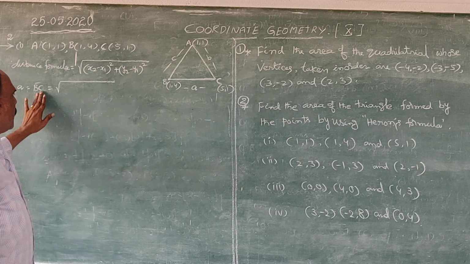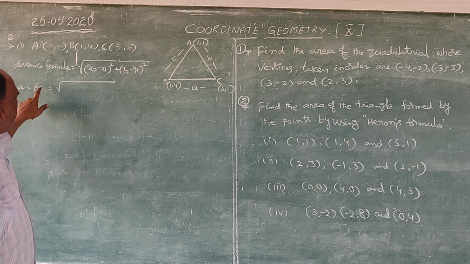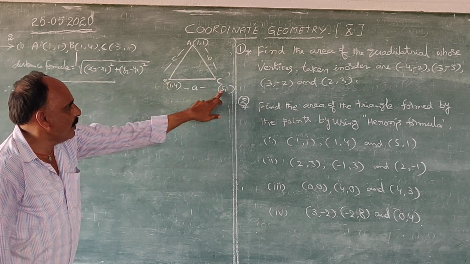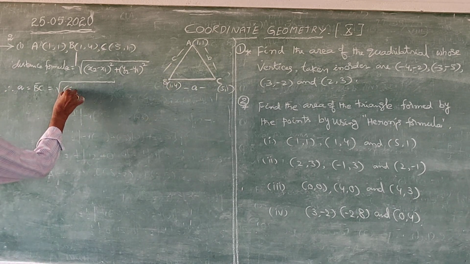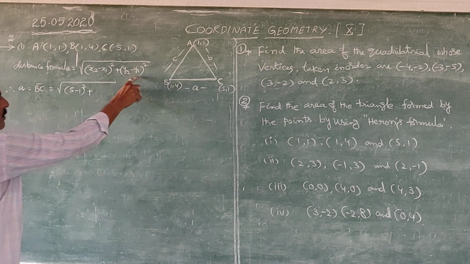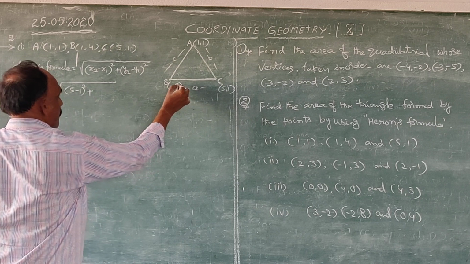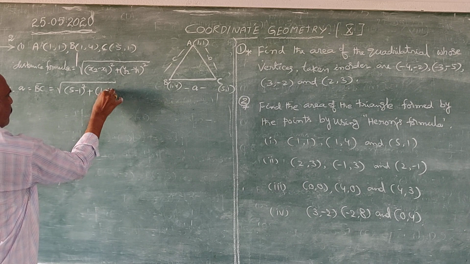Now take the length of BC. So B is (x1, y1) and C is (x2, y2). So x2 minus x1, x2 is 5, x1 is 1. So (5 minus 1) whole square, plus (y2 minus y1) whole square. y2 is 1, y1 is 4. So 1 minus 4.